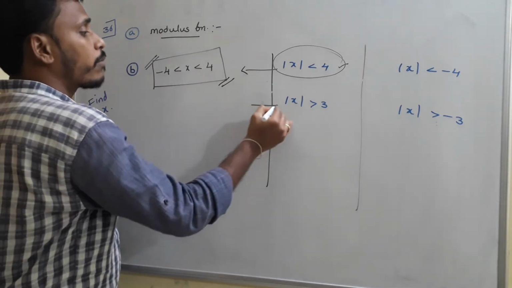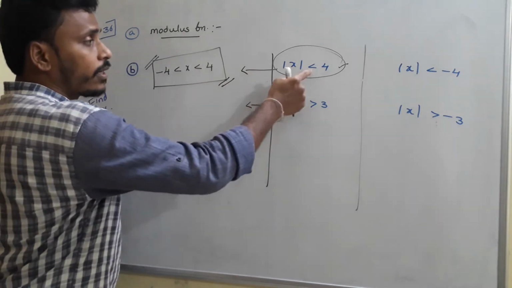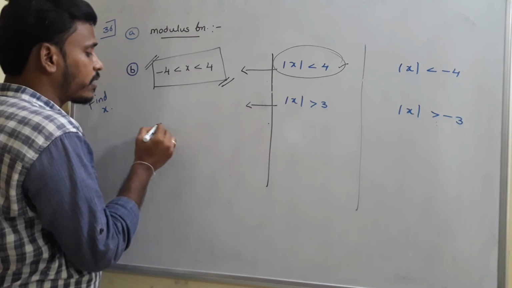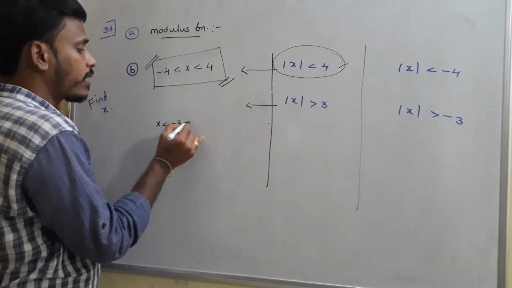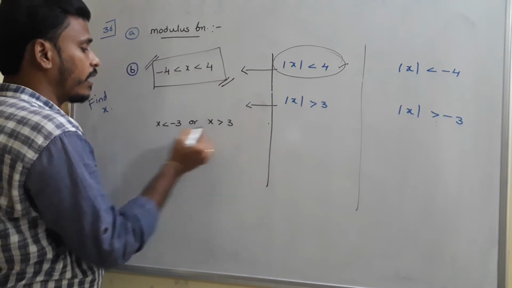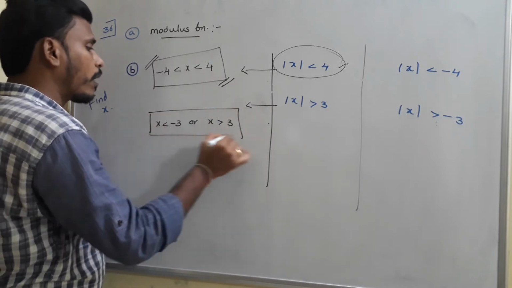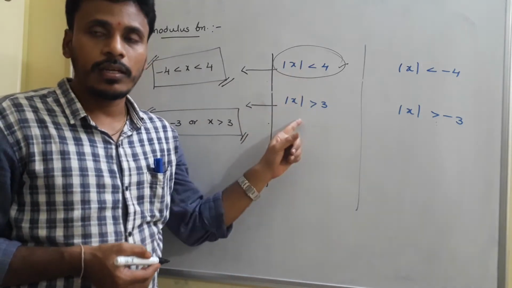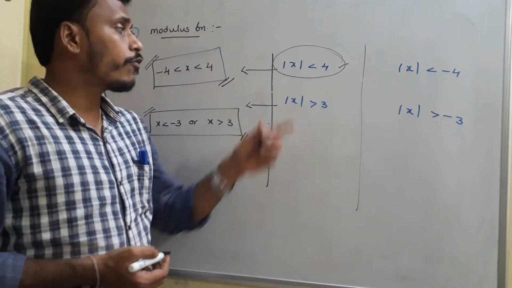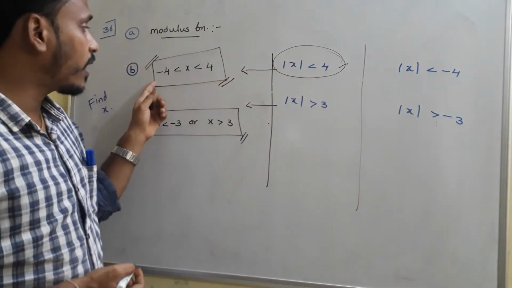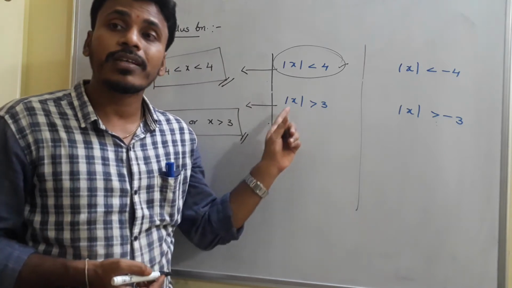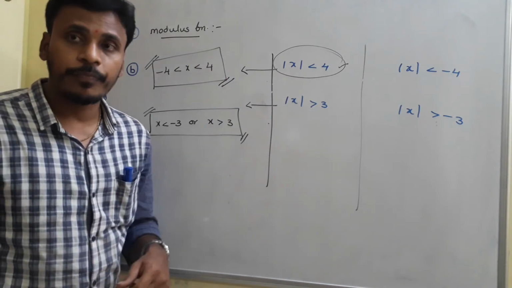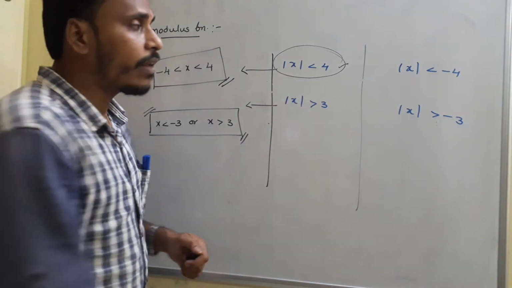Whereas for modulus of x greater than 3, look there. In the first problem it is less than a number and here greater than a number. Modulus of x greater than 3 means x less than minus 3 or x greater than 3 is the solution. You need to memorize these two as formulas. Here I mentioned 4 and 3, but in general memorize them with a. If modulus of x is less than a, then minus a less than x less than a. If modulus of x is greater than a, then either x less than minus a or x greater than a will happen. So these are two basic inequalities, and then we need to solve these questions.